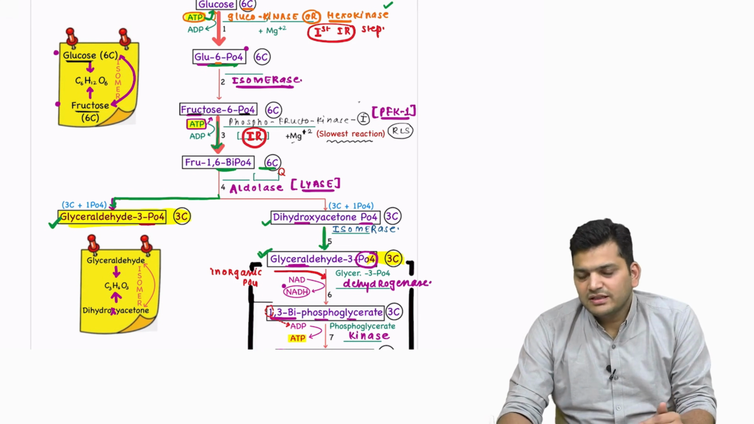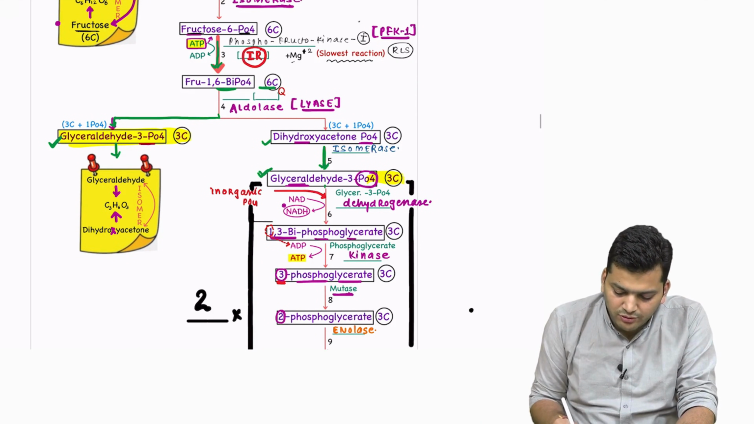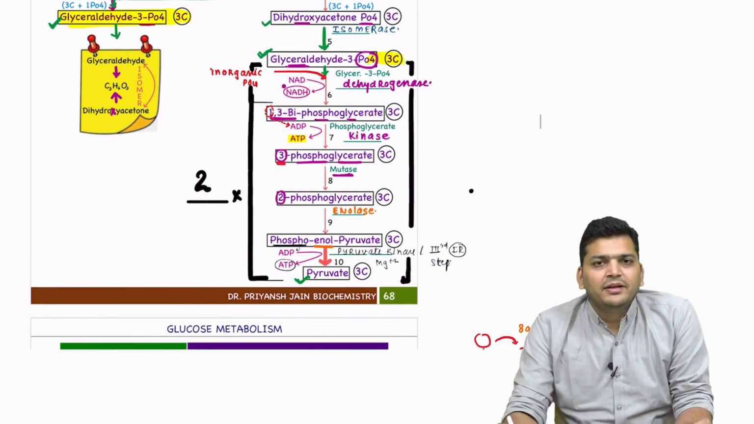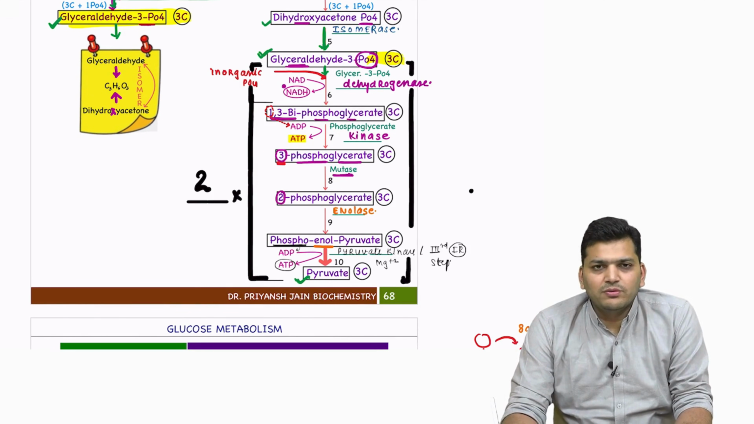Then whatever the next 5 reactions are that happen with this side of glyceraldehyde 3-phosphate, the same happens with this side also, and ultimately we generate pyruvate. So we generate 2 molecules of pyruvate. This glucose will ultimately convert into 2 molecules of pyruvate. The last step is also going to be irreversible.